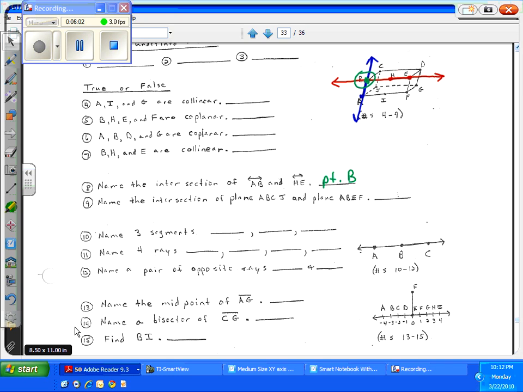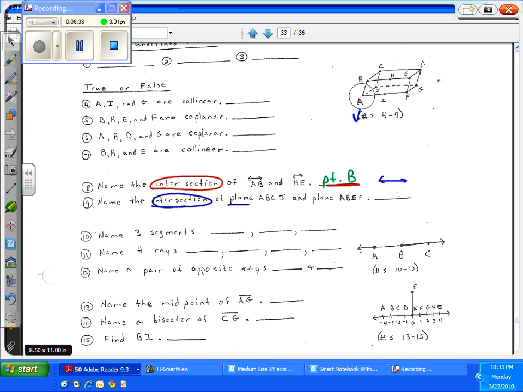Any questions on number 8? The intersection of plane ABCJ and plane ABDE. Now, we do want to know that there's a postulate that says the intersection of two lines is a point. And there is a postulate that says the intersection of two planes is a line. So we should know from our memory work that the intersection of two planes is a line.